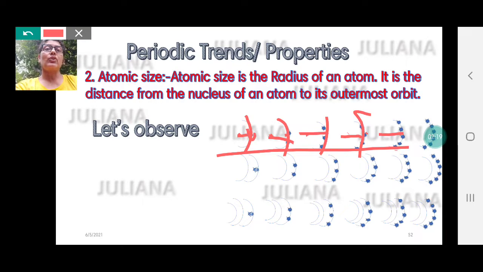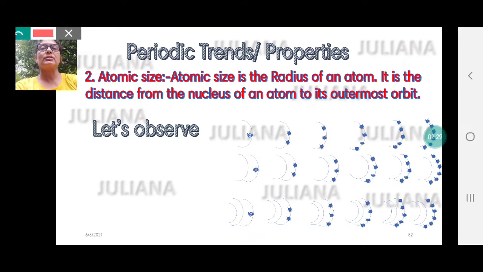Why does the atomic size reduce as you go from left to right in a period, though the number of shells remains the same? The reason is because more and more electrons keep on adding into the same shell, and these electrons are pulled more tightly towards the nucleus, thus reducing its size.